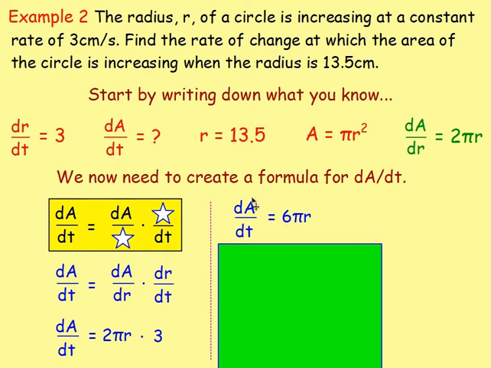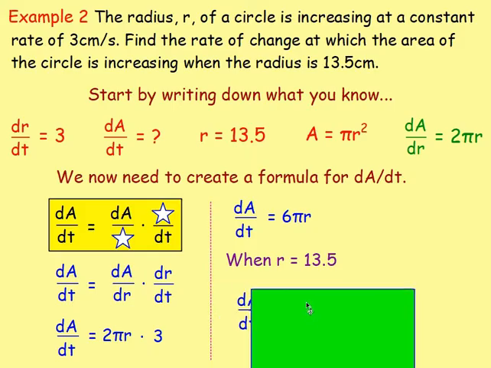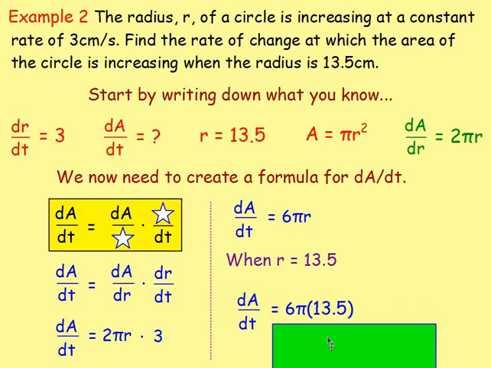And now we've got a formula for dA by dt, and it's equal to 6 pi r, but we know that r, the radius, is 13.5, so we can swap r with 13.5. Doing that will give us 6 pi times the 13.5, which works out to be 81 pi.